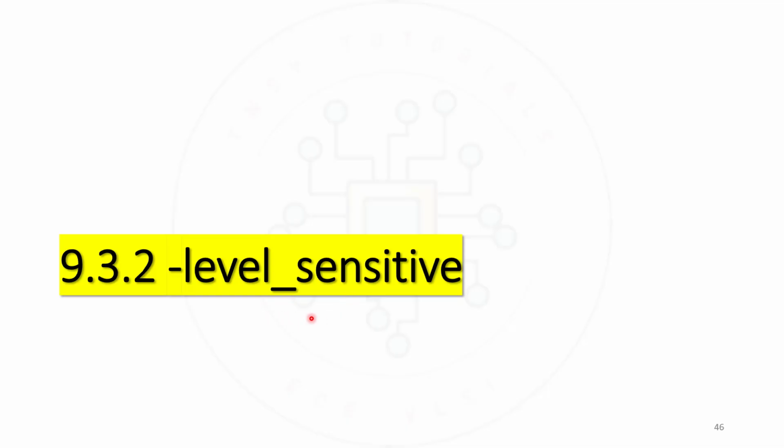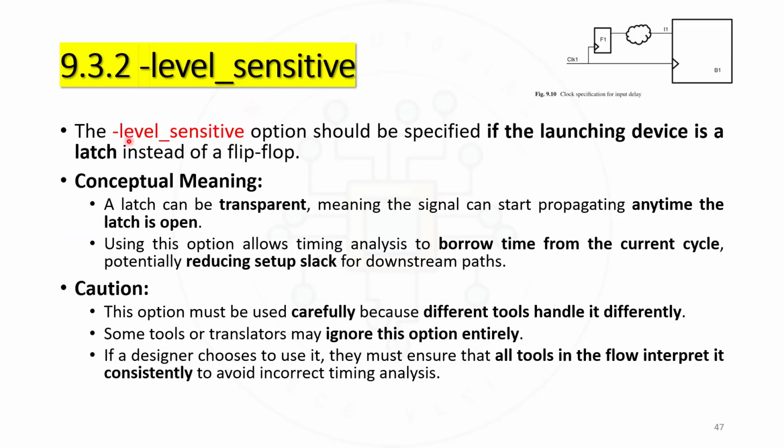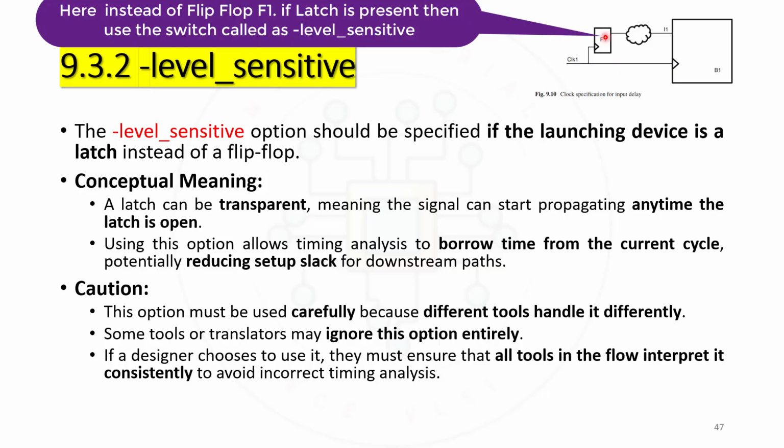Till now we have understood the switch called hyphen clock followed by hyphen clock fall. Now let's see level sensitive. As I already told you, if the block that is present outside our block is driven by a latch instead of a flop, then only we have to use this particular switch called hyphen level sensitive. The hyphen level sensitive switch option should be specified if the launching device is a latch instead of a flip flop. Here we are getting data from the flop, so that's why we are saying this is either positive edge trigger or negative edge trigger. If it is negative edge trigger, we are using a switch called hyphen clock fall. If it is positive edge trigger, we are not using any switch, because by default it will be positive edge trigger. Now suppose instead of a flip flop, it is a latch, then you have to use this particular switch called hyphen level sensitive.